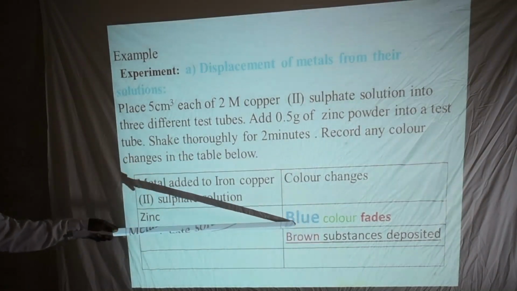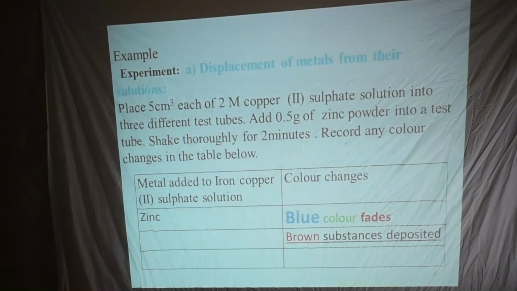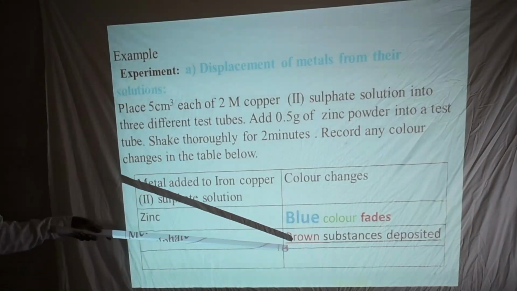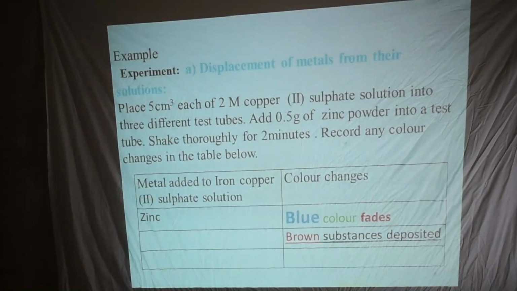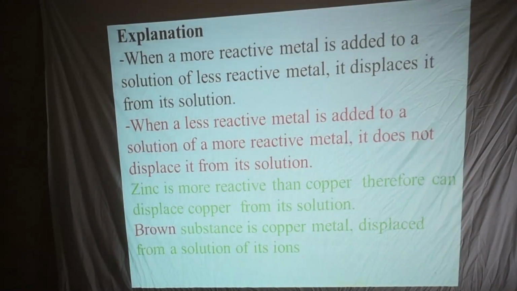What do you understand by a brown substance in terms of metal? We know that a brown substance is a result of copper. So that means copper is coming out of the solution, and zinc is disappearing and going into the solution. What has really happened there? We are going to look at what is happening, because this is a chemical change. Let us try to explain this.